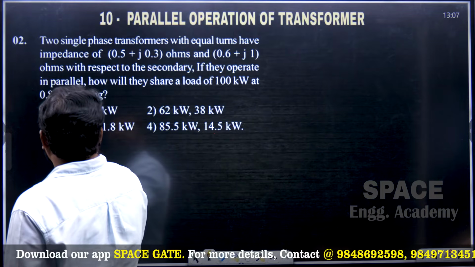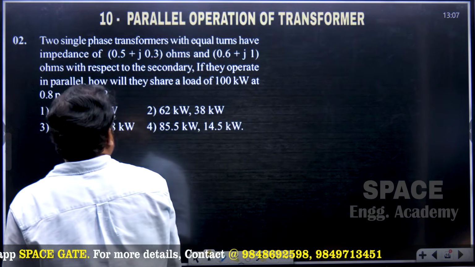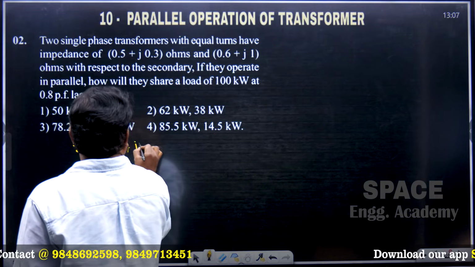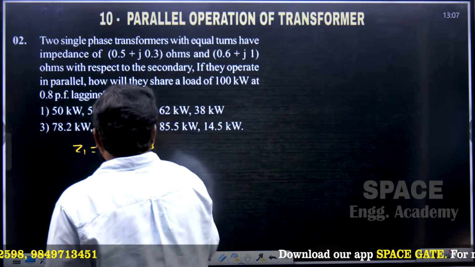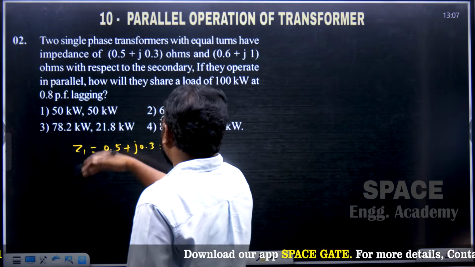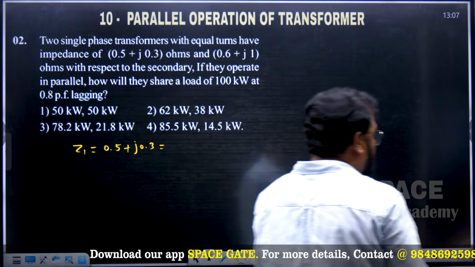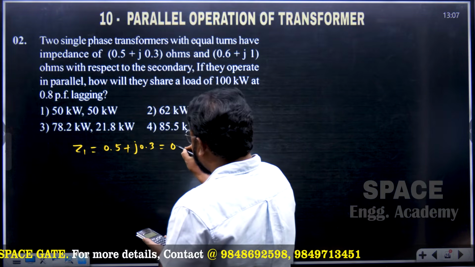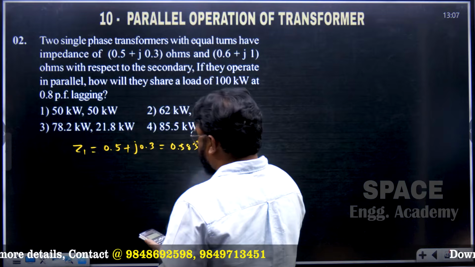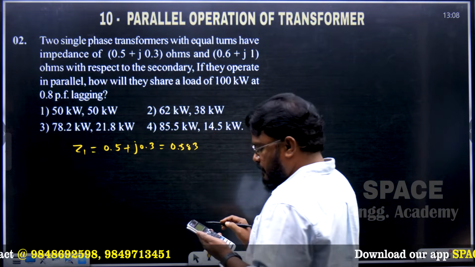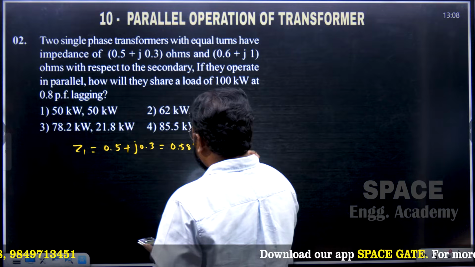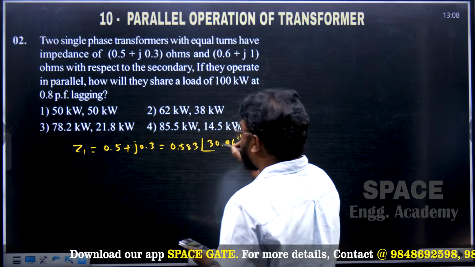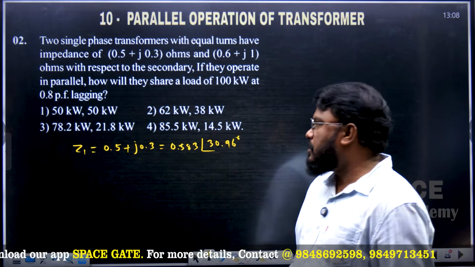The two transformers are connected in parallel. I am taking the impedance of transformer 1 as 0.5 plus j0.3. Let us convert it into polar form. The magnitude of Z1 is 0.583, and the angle is 30.96 degrees. This is the impedance of transformer 1.